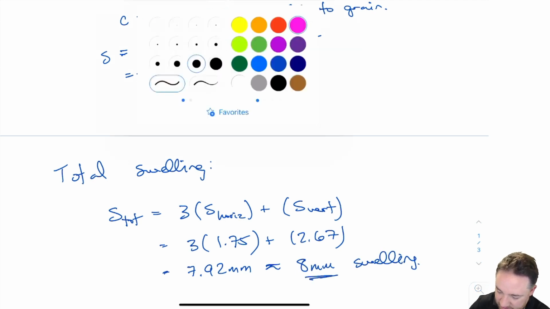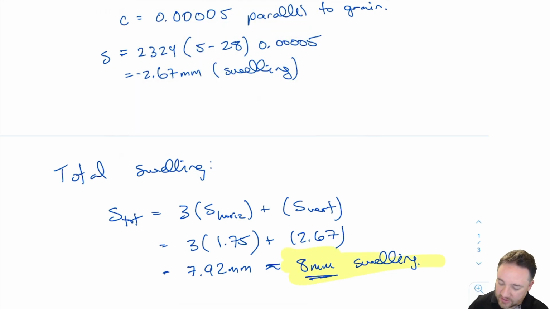Now, is there any point to saying 7.92 millimeters? If you do this on a test or an exam, or if you're doing it for your boss and you're working as an engineer and you go to your boss and you say, okay, I've calculated this swelling and it's going to be 7.92 millimeters, then everybody's going to laugh at you, right? Because there's no way that we know the swelling to that accuracy.